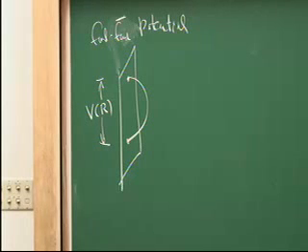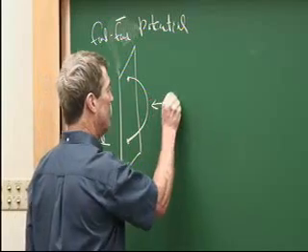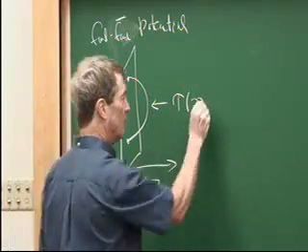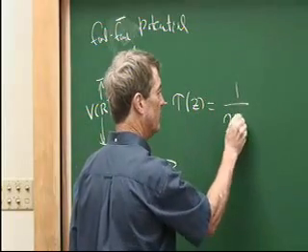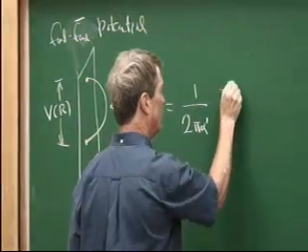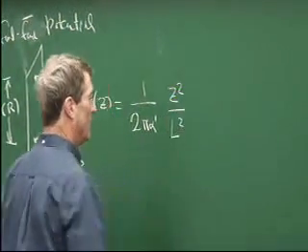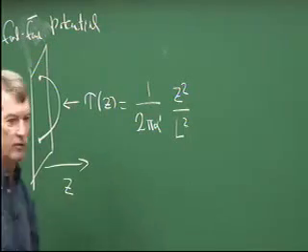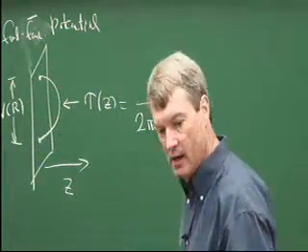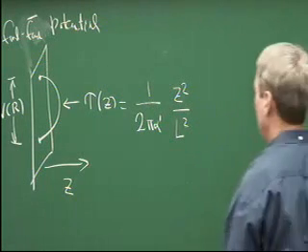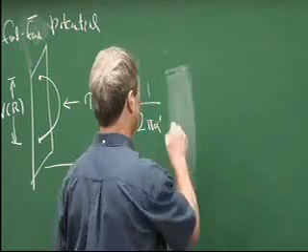Now, the effective tension, so again, this is the z direction, is the local tension times the gravitational redshift, the translation from local inertial coordinates to the global coordinates.